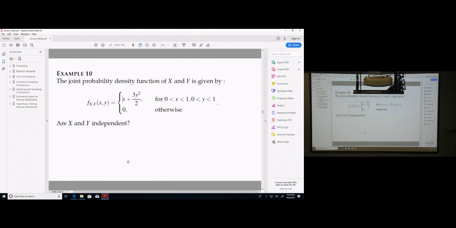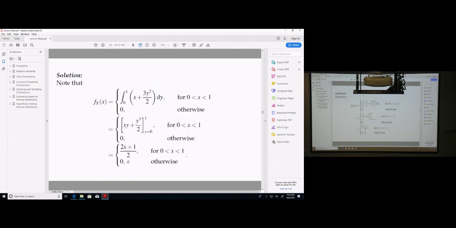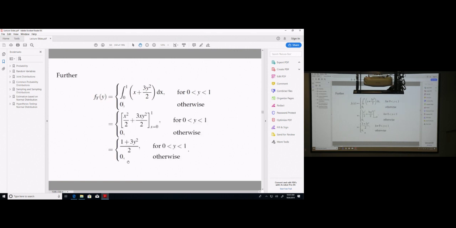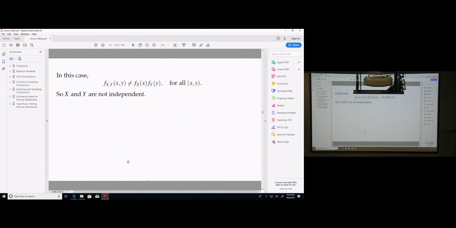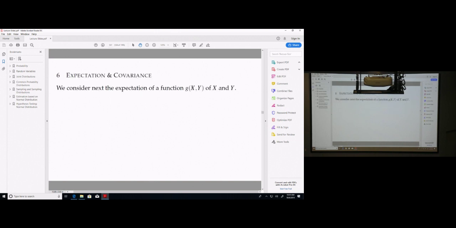Again, it's just mathematics here. So you do the work, and then you find that this is not even true for any x and y. Actually, we don't need to have this for all x, y; at least for some x and some y would be enough. So x and y are not independent.